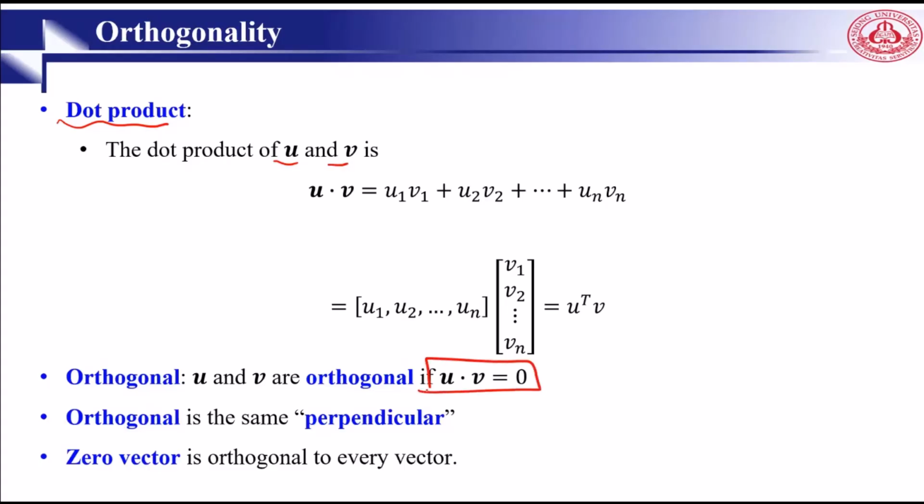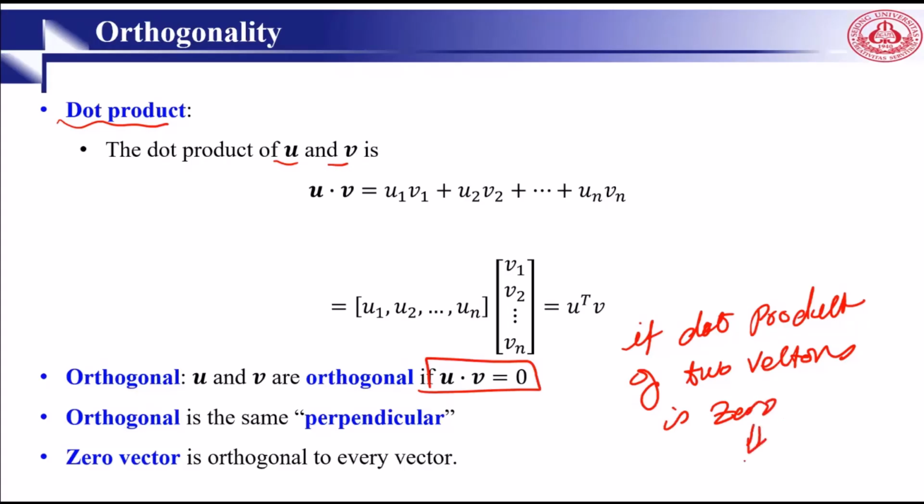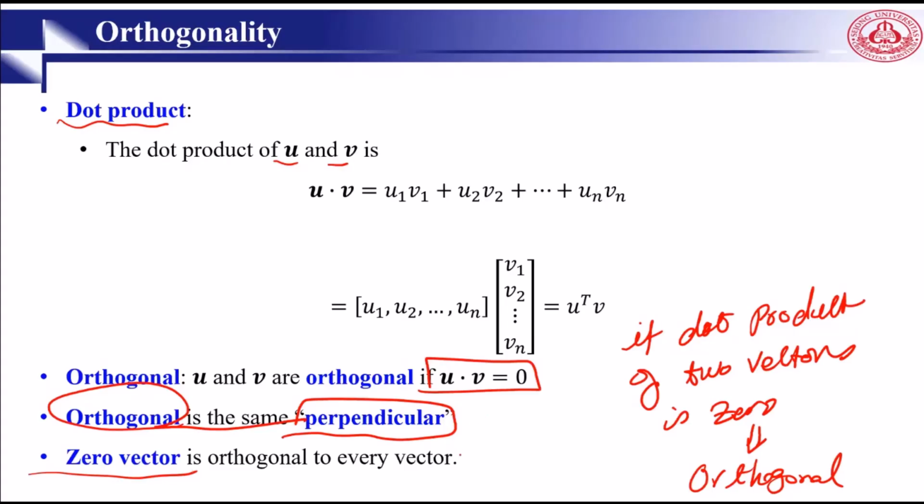So if the dot product of two vectors is 0, then we can say that they are orthogonal to each other. This property implies that the vectors are perpendicular in geometry. Orthogonal and perpendicular are the same concept. Additionally, it is important to note that the zero vector is orthogonal to any vector, because the zero vector dot any other vector is equal to 0, right?